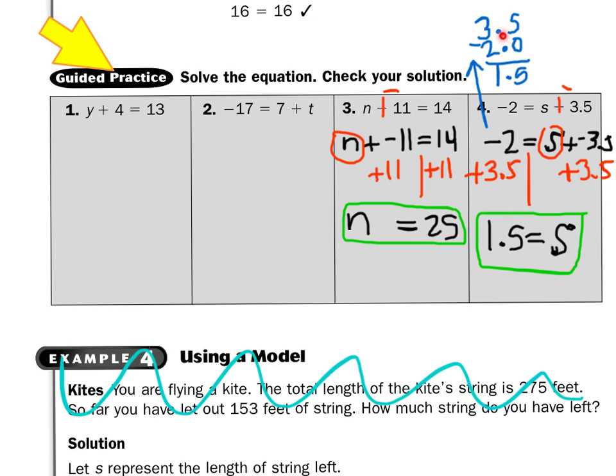But since they're decimals, I had to line up the decimal and add that 0 after the 2. So 5 minus 0 gave me 5. 3 minus 2 gave me 1, so I get 1.5. Now, it's a positive 1.5 because the positives had more. That's how I got positive 1.5.